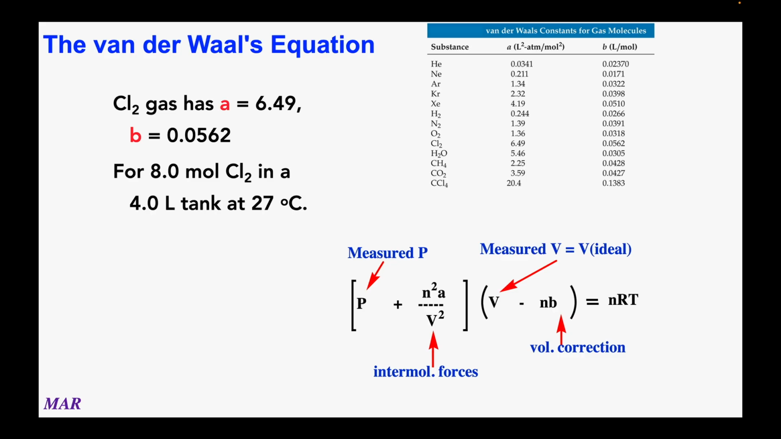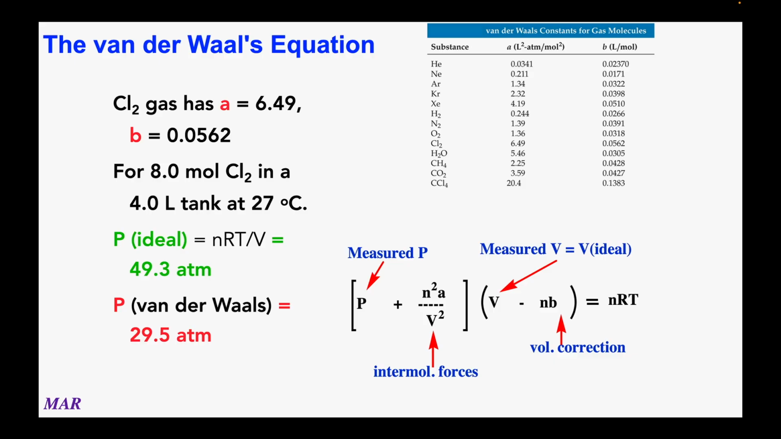So if you had 8 liters of chlorine in a 4-liter tank at 25 degrees Celsius and you use the ideal gas law, the ideal pressure that you would calculate is 49.3 atmospheres. But when you use the van der Waals equation, it comes out to be 29.5 atmospheres of pressure. So quite a difference in the expected pressure. Apparently in these conditions, the van der Waals equation works better than the ideal gas law.